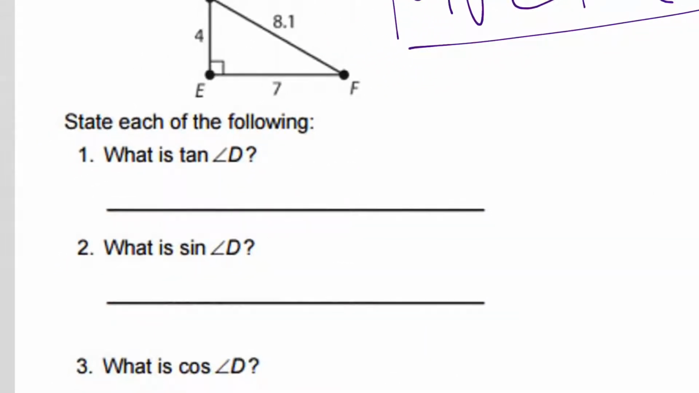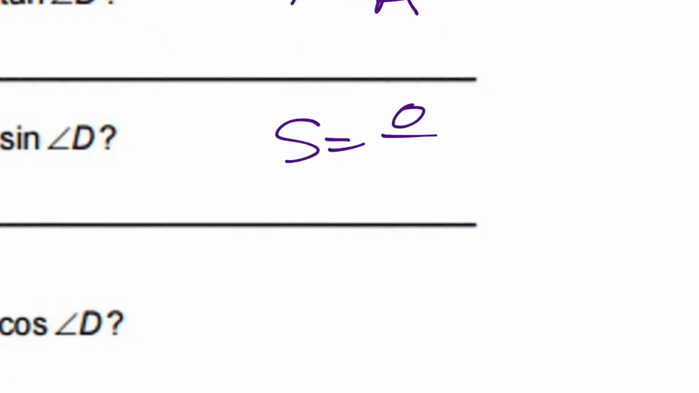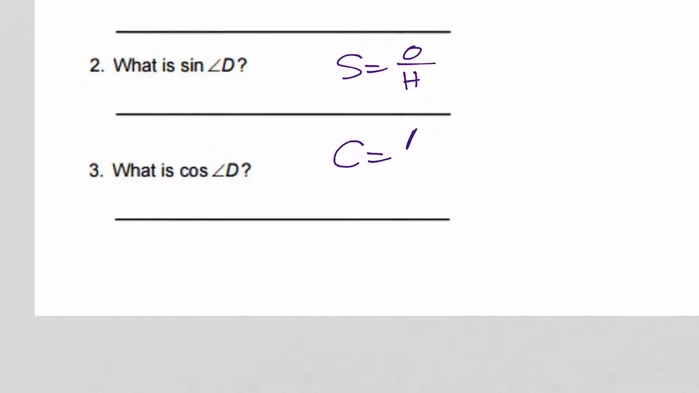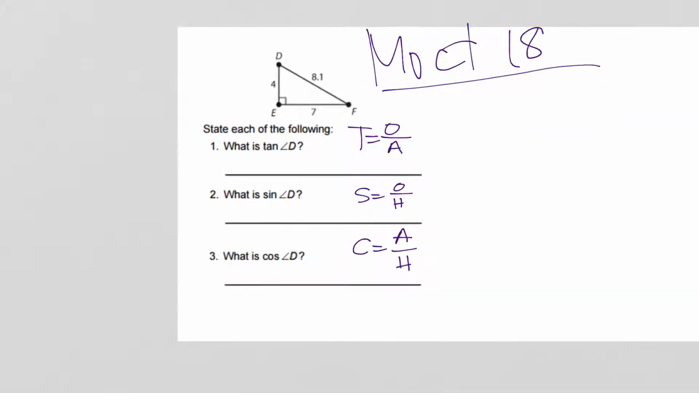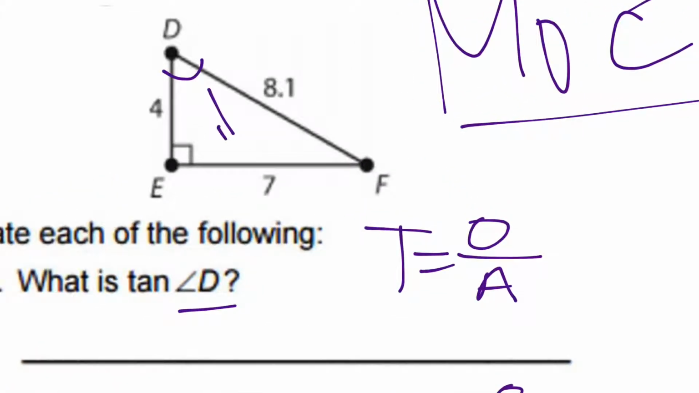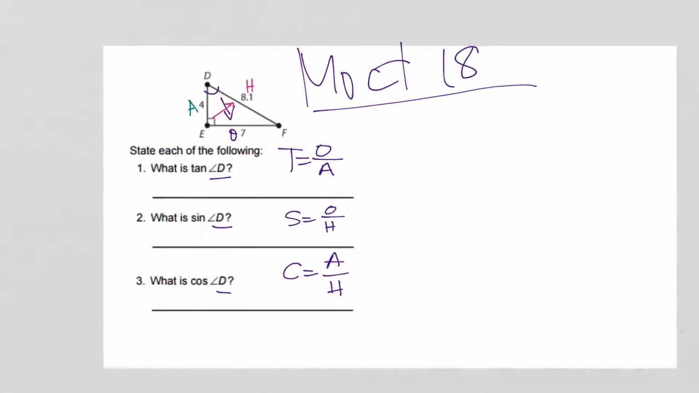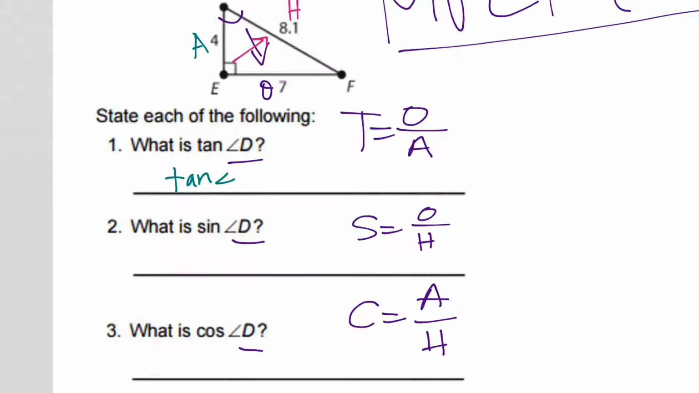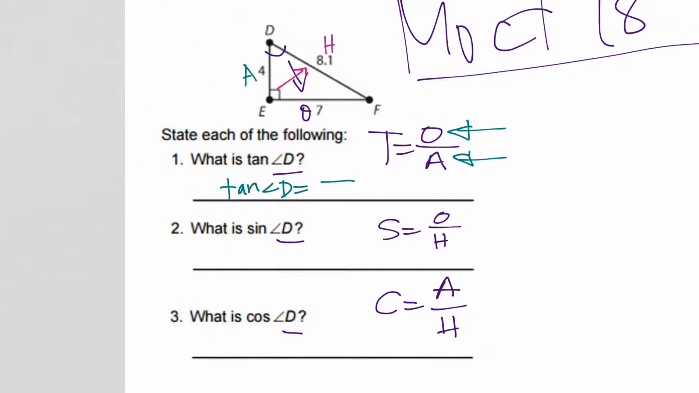We talked about these questions in class. So we said tangent is opposite over adjacent. Sine is opposite over hypotenuse. And cosine is adjacent over hypotenuse. So all of these are talking about angle D. The opposite of angle D is 7. The hypotenuse is across the right angle, which is 8.1, which means that the adjacent side has to be side DE. So now I can easily write tangent of angle D equal to the ratio of opposite over adjacent. Opposite is 7, adjacent is 4. So I'm done with 1.